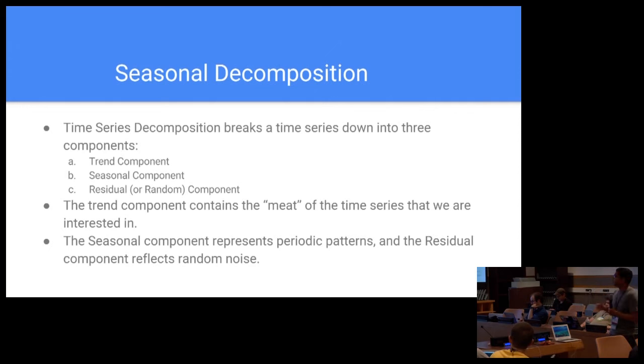You don't really care about that noise. And then finally there's a random residual component, which is just your error in the time series. This is a catch-all for things that don't fit in the other two. And like I said, the trend component is really the thing we care about, because it's the important stuff in the time series. So what seasonal decomposition does is we take the time series, break it down into these three parts, and then we remove the seasonal part. We basically remove this periodic noise.